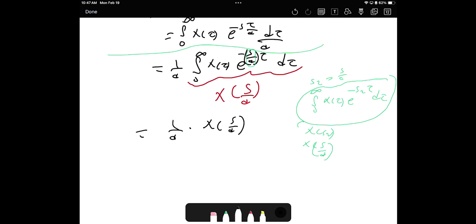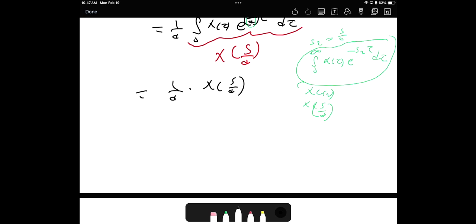This is the proof. You can use the overall expression when you convert x of a t. The overall conclusion: when we do Laplace transformation, it will be 1 over a times x of s over a. That's the overall result.